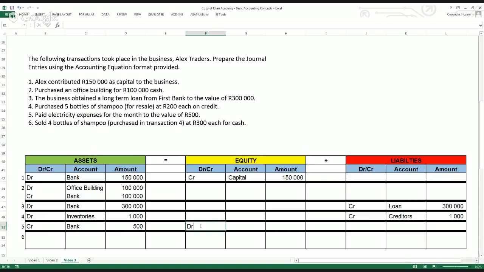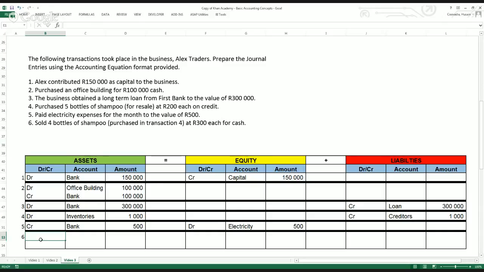Equity decreases on the debit side. So I'll debit my equity and the account will be electricity. Okay, and the amount will be 500 Rand. Once again, your accounting equation works out. Assets is 500, equity plus liabilities equals 500 Rand.